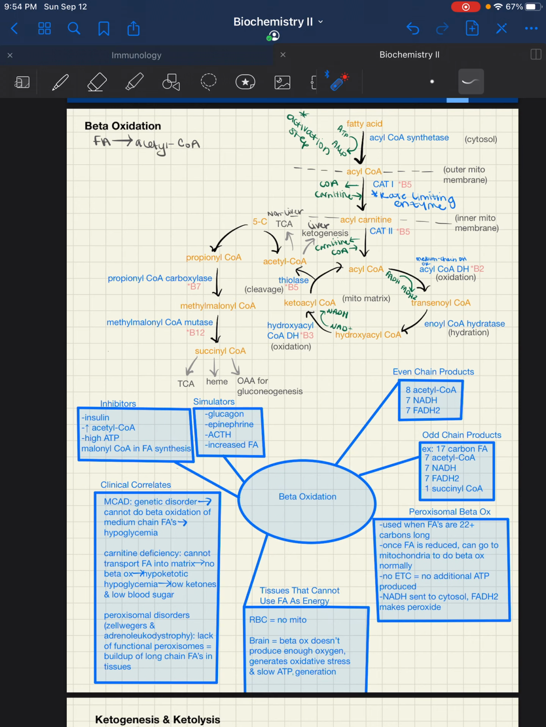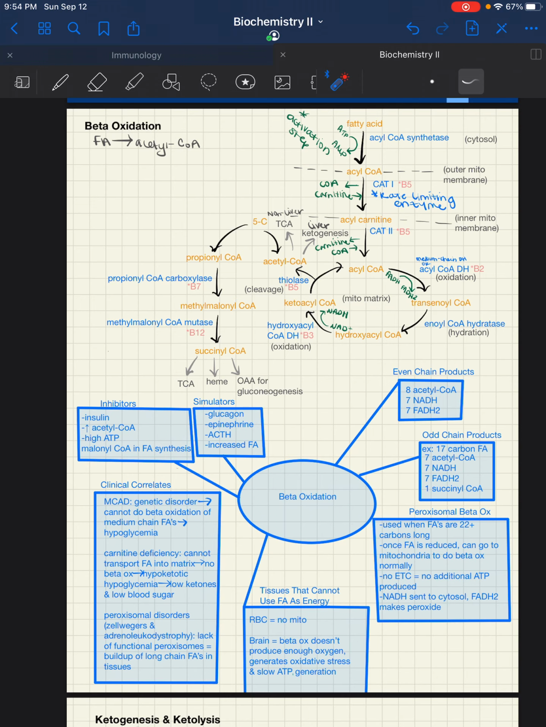Sometimes when fatty acids are longer than 22 carbons, they need to be broken down in the peroxisomes. So it's called peroxisomal beta oxidation. And once the fatty acid is broken down enough, it'll leave the peroxisome and go to the mitochondria to do beta ox.